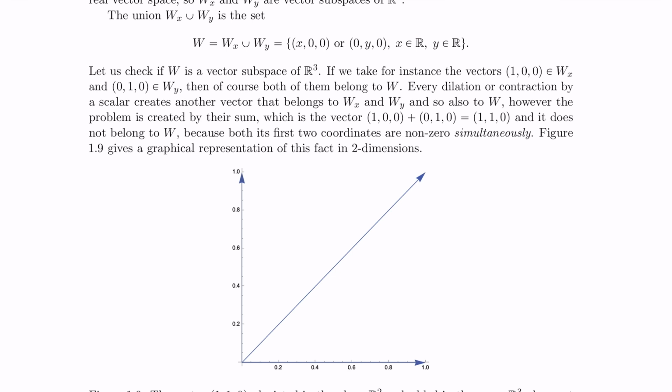In linear algebra books, this example is very often chosen to show that the union of two vector subspaces is not in general a vector subspace because it implicitly contains the solution to this problem. In fact, we have just seen that it is the operation of sum which creates obstacles. This suggests to replace the union of vector subspaces with their sum.